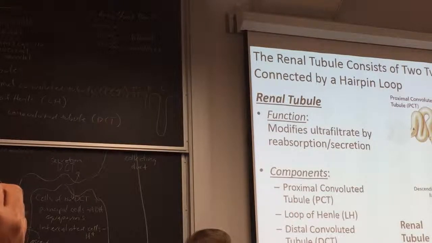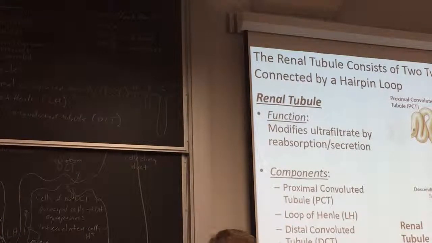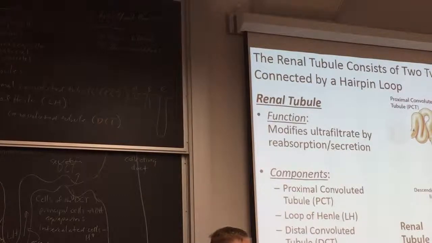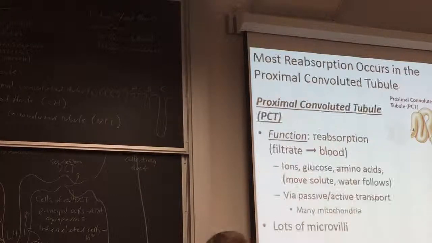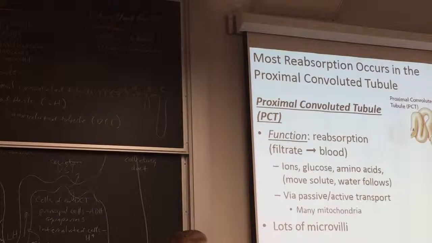Then we kind of looked at the tubules. This kind of shows the tubules by themselves. So notice we have the proximal convoluted tubule and the loop of Henle with descending and ascending limb. And we've got the distal convoluted tubule. We talked about the different structures there. For the PCT, we said the function is primarily reabsorption. Yeah, there's some secretion that happens, but it's primarily reabsorption.